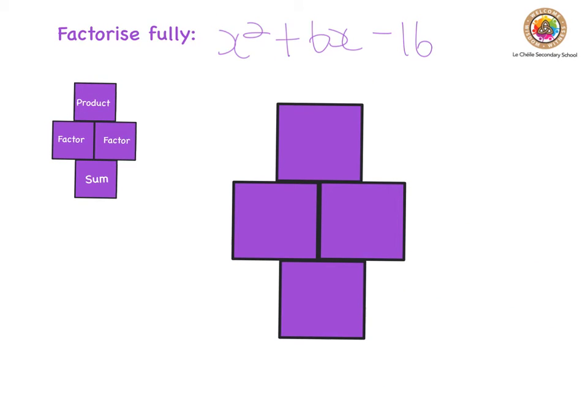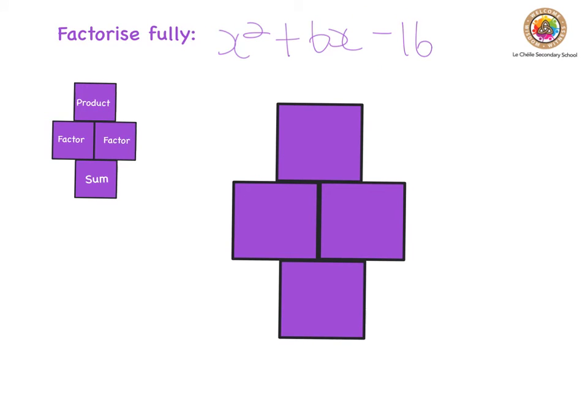Okay, so I'm going to begin here, and we're looking at example 2 this time. So make sure you write that down as a heading in your copy. This time it says factorize fully x squared plus 6x minus 16. So it's our first time to have one with a minus in it.